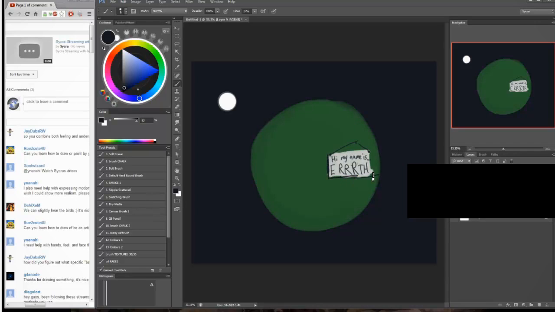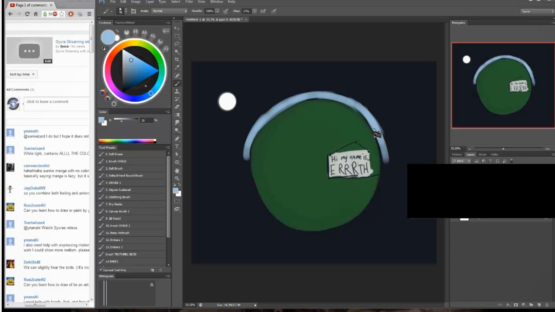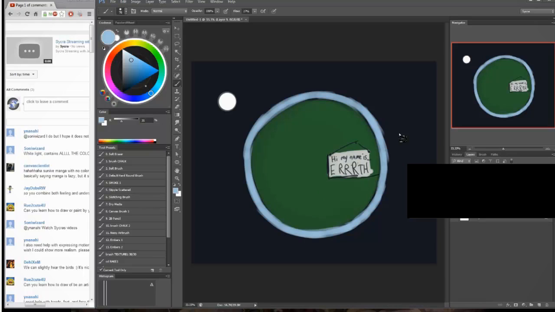Okay, so here, this green ball is just the land. As I said, don't worry about it. It's not a big deal. And now we have the atmosphere. This blue stuff is the atmosphere. And again, it's not to scale. Just don't worry about it. So now we have the Earth and we have the atmosphere.